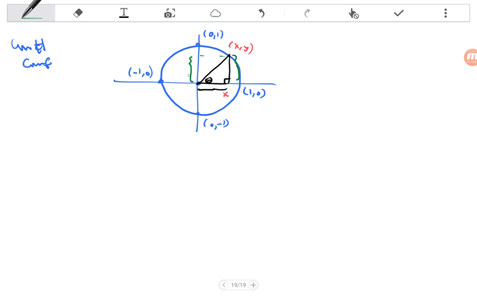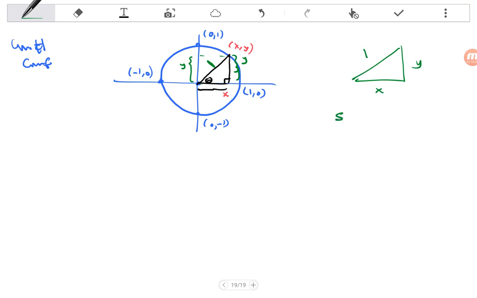This length is just y. So now I have a triangle. A right triangle: one side has the length of x, another side has the length of y, and the hypotenuse is just equal to 1. So I have this triangle: x, y, and 1.